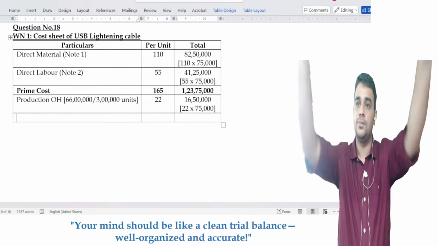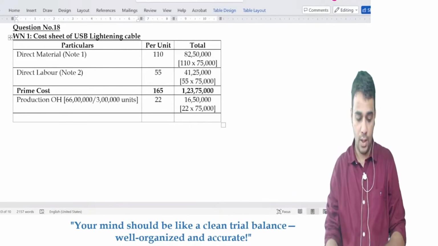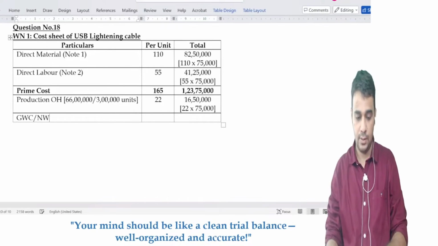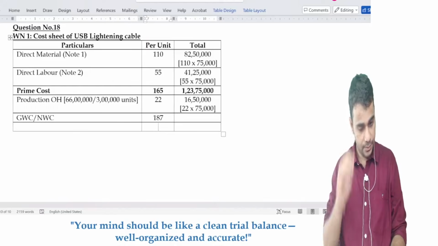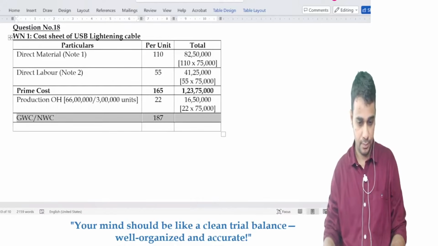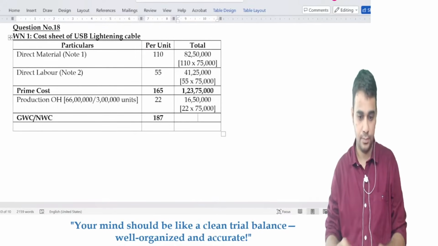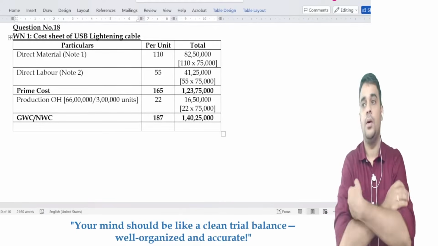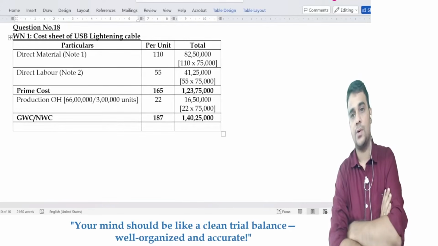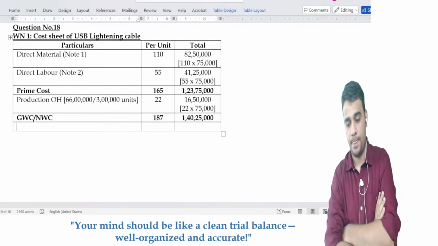Any doubts on this? The total is called GWC, NWC. How much? 1 crore. Gross works cost, net works cost.